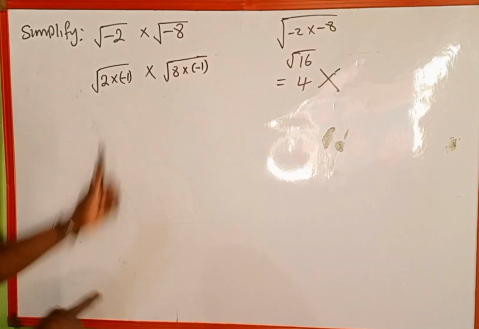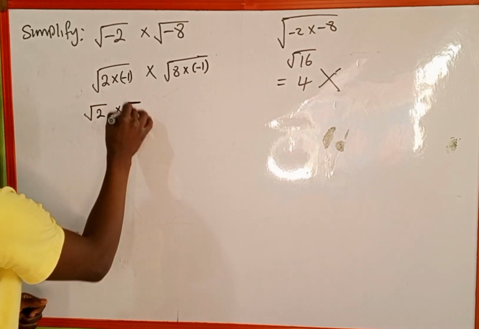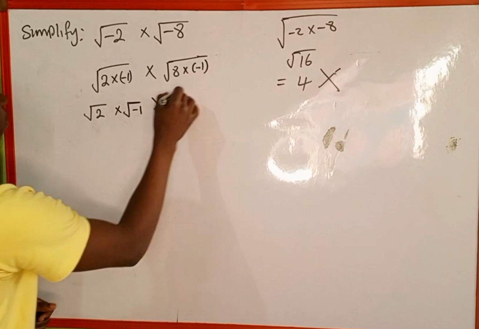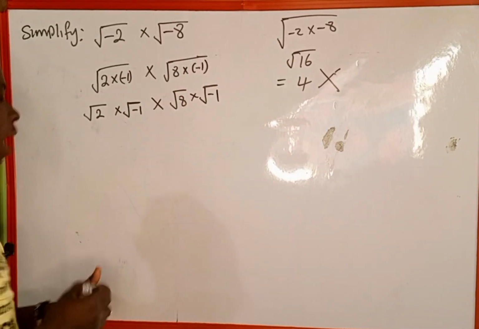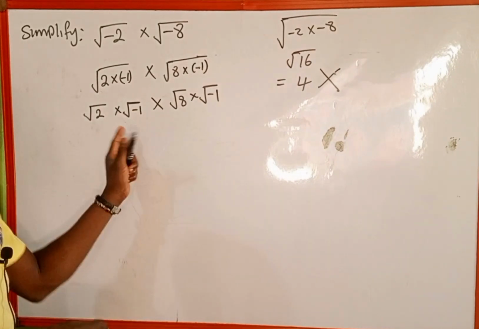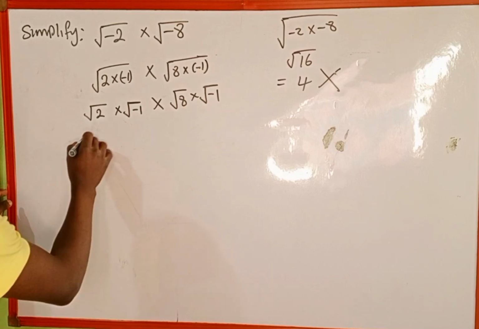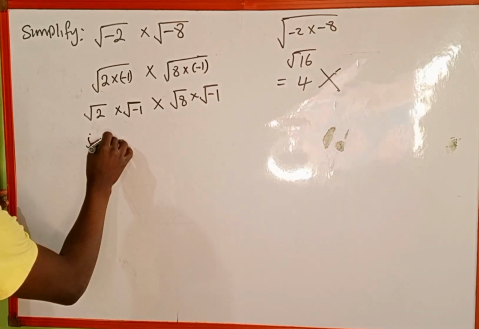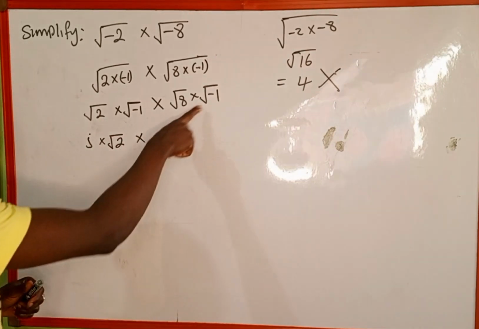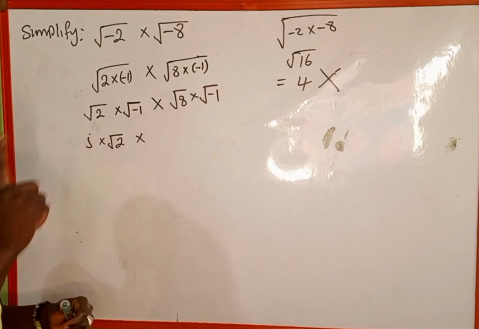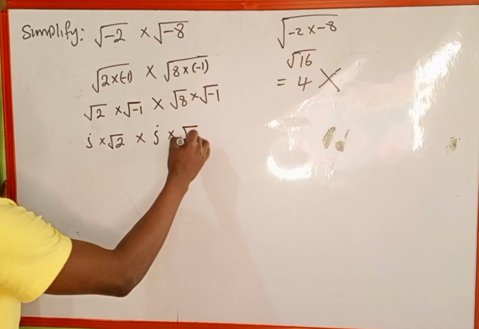The next thing we are going to do is to split this square root by what? Square root of 2, then multiply by square root of -1, then multiply by square root of 8, multiply by square root of -1. And remember, by definition, when you take the square root of -1, is the same as i. So this is going to be what? i, then multiply by square root of 2, then multiply. When you take the square root of -1, is the same as i again. So we have i here, then multiply by square root of 8.